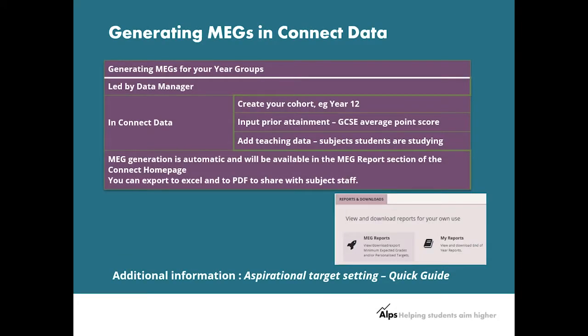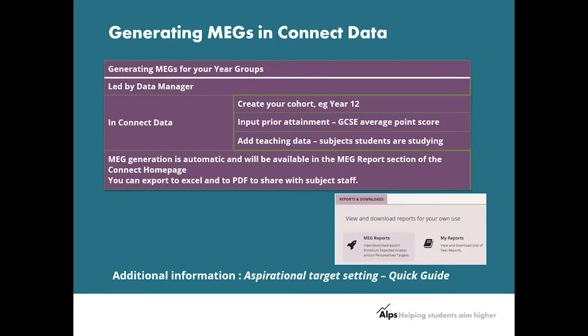Okay, so how do I get my MEGs? So this is really for your data manager or your data staff. And it's all done in Connect Data. So on the quick guide, I have put links to how they can create cohorts, put your prior attainment in, and add the subjects and the teaching data that students are taking. I'm presuming that if you're new to Alps, you would be wanting to do that with Year 12, possibly and Year 13. So the quick guide has links to the knowledge base to show people how to do that.